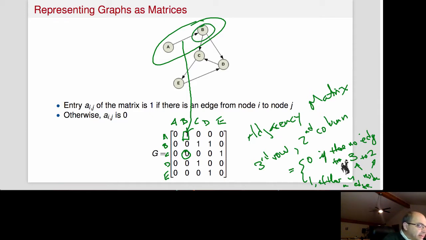You can get to C and D. So from B, you can get to C and D. There you go. And everything else is 0. And so on, right? That's how you build this adjacency matrix.